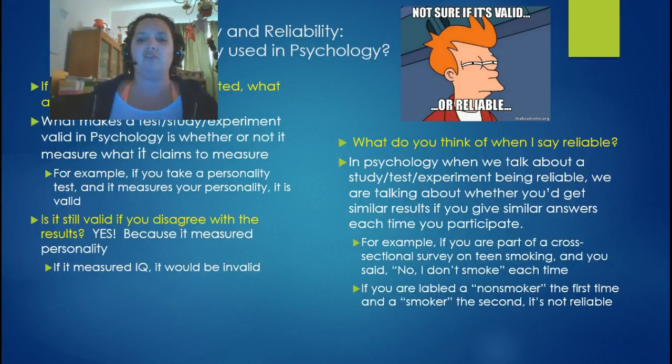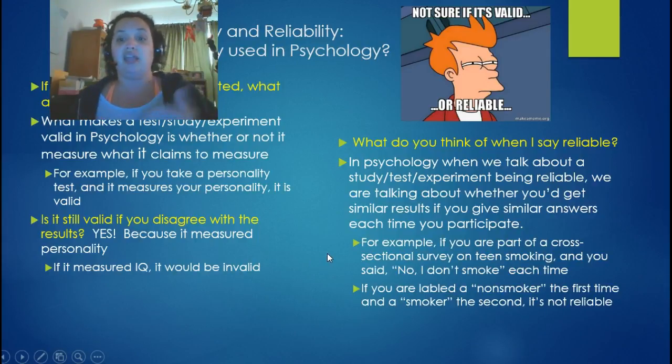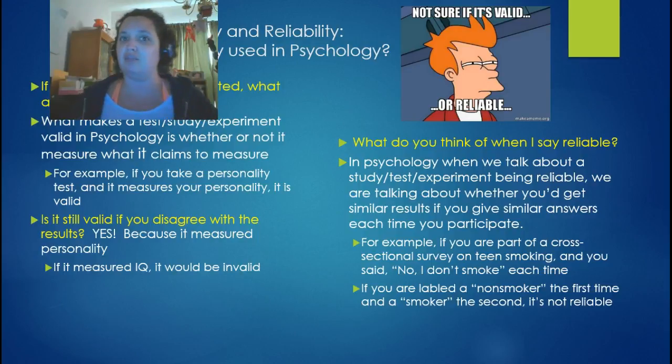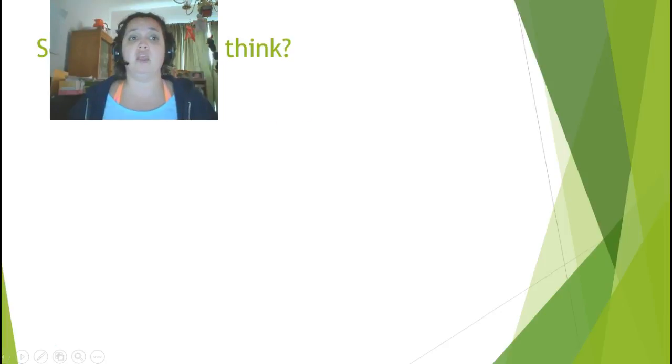So if you're part of a cross-sectional survey on teen smoking and both times you say, no, I don't smoke, and the first time they say you're a non-smoker and the second time they say you're a smoker, well, that's not reliable. So if you give the same or similar answers, you should get the same or similar results.